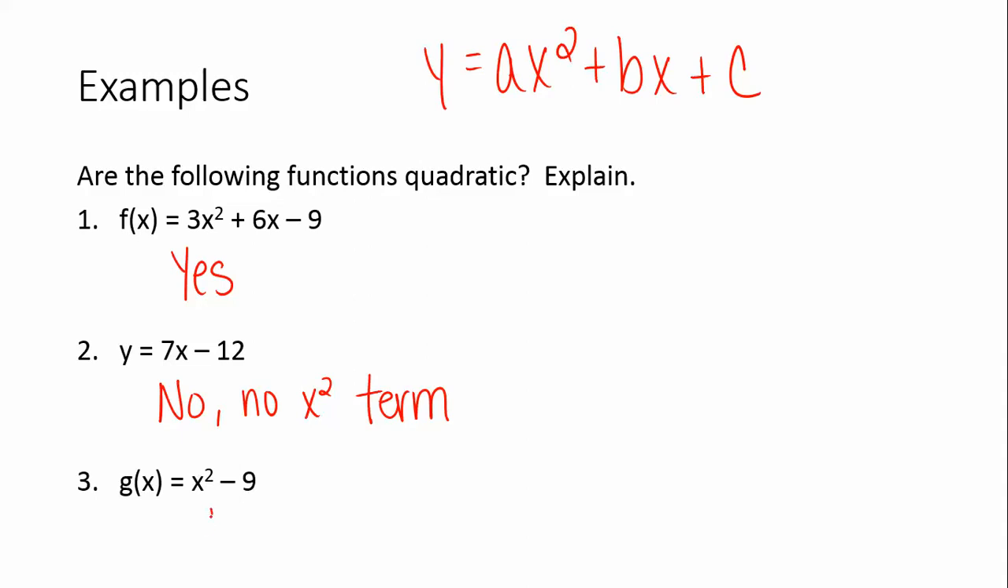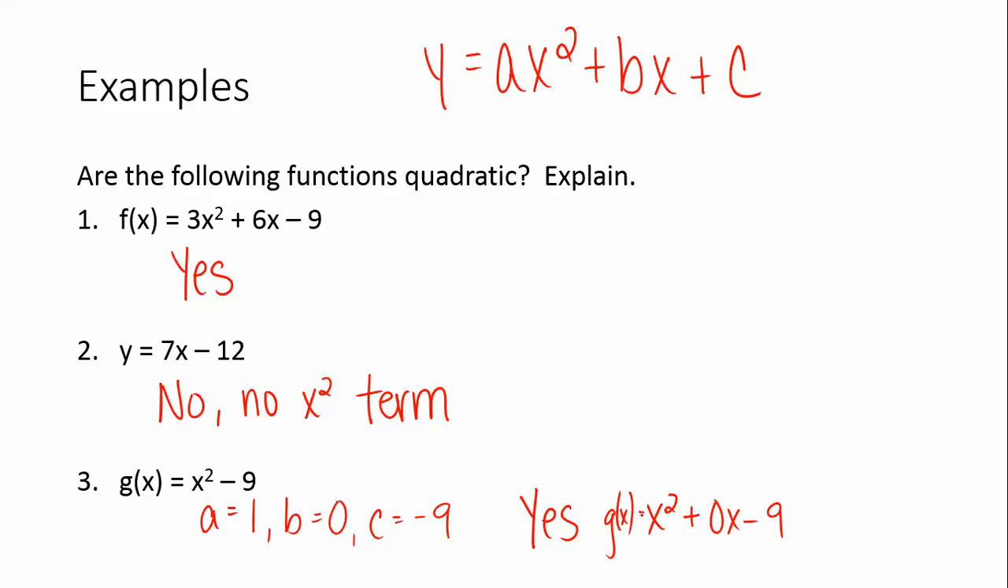So here, your a would be 1 because it's the number in front of x squared. Your b would actually be a 0, and your c would be negative 9. And you're not asked to write that, but yes, this is a quadratic function. Because if we were to rewrite it, we would say x squared, we could say plus 0x minus 9. And then it looks more like standard form. And of course, we would also say g of x equals.